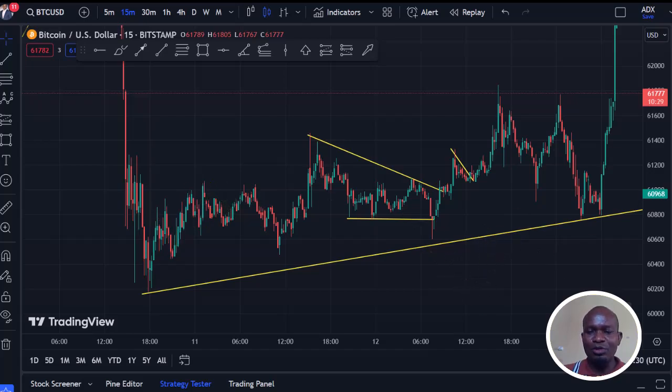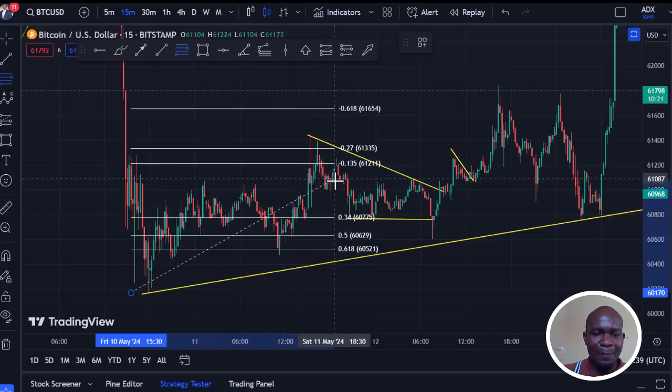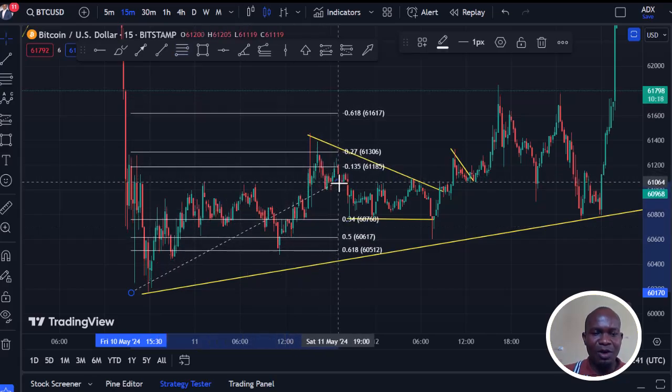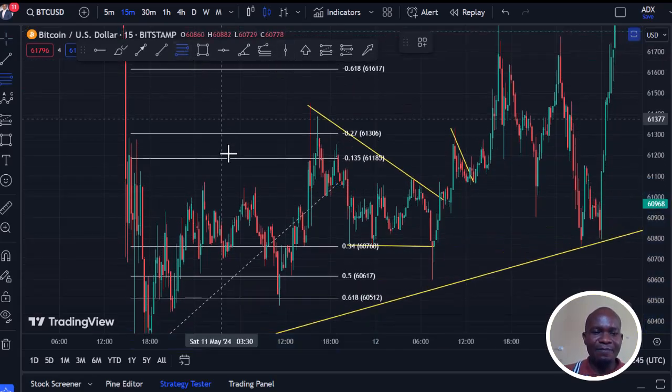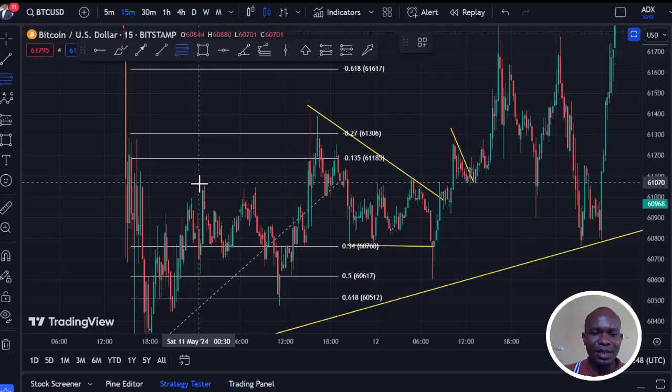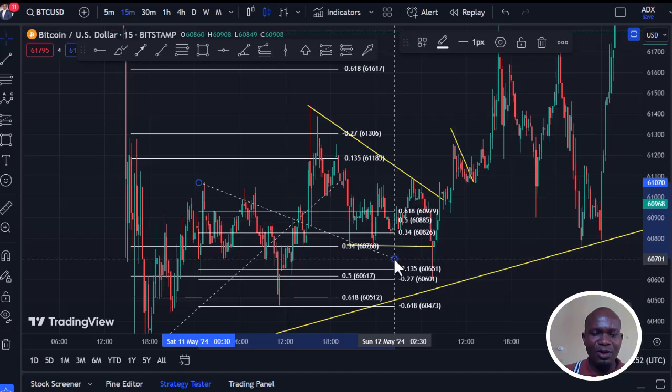So what are we going to do? Here we need to put our fib. The first fib needs to start from here and take it to the end of this impulsive move. All right, so then the second fib, we need to pick it from here and take it to the end of this corrective move. Okay, so we are taking the first move from here to here and the second move from here to here.